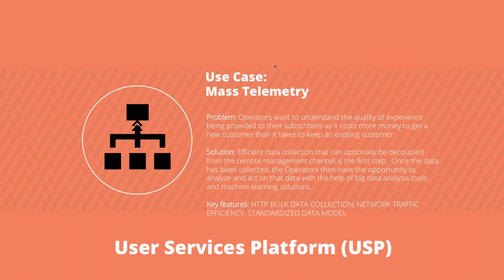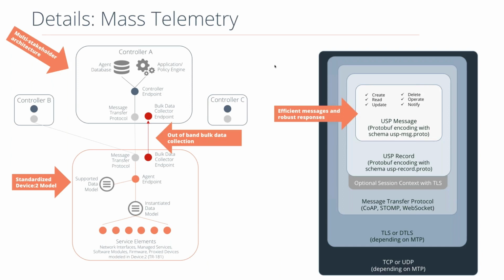So to see how this fits into the big picture, we have, again, your multi-stakeholder architecture, so different controllers. Each one of those could set up their own mass telemetry solution, whether it be using the actual USP messaging or the out-of-band bulk data collection mechanism, which leads to the middle arrow there, showing how the out-of-band bulk data collection happens, not over the message transfer protocols, but just off to the side.